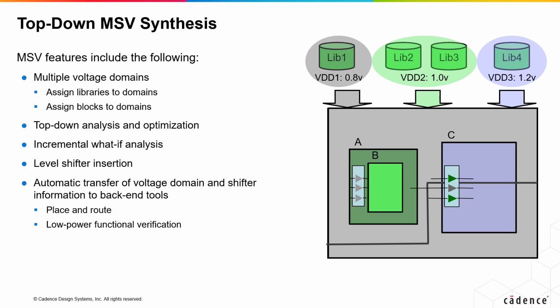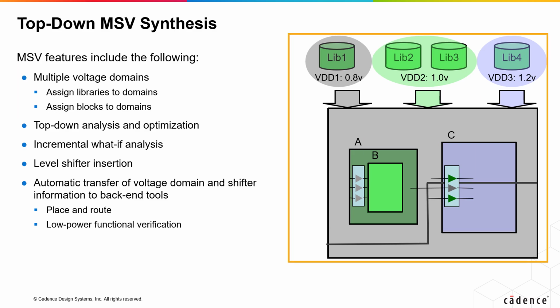Let's discuss some of the features of top-down MSV synthesis flow. You have multiple voltage domains and corresponding libraries are assigned to these domains and corresponding blocks are assigned to these domains. As you can see in this diagram, you have VDD1, which corresponds to 0.8 volts, and Lib1 is associated with that. With VDD2, you have 1.0 volt and Lib2 and Lib3 are associated. VDD3 is at 1.2 volts with a Lib4 association.